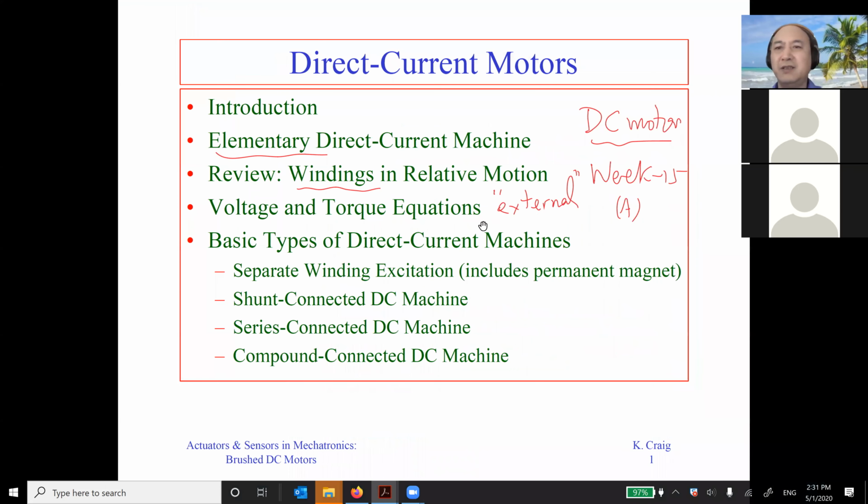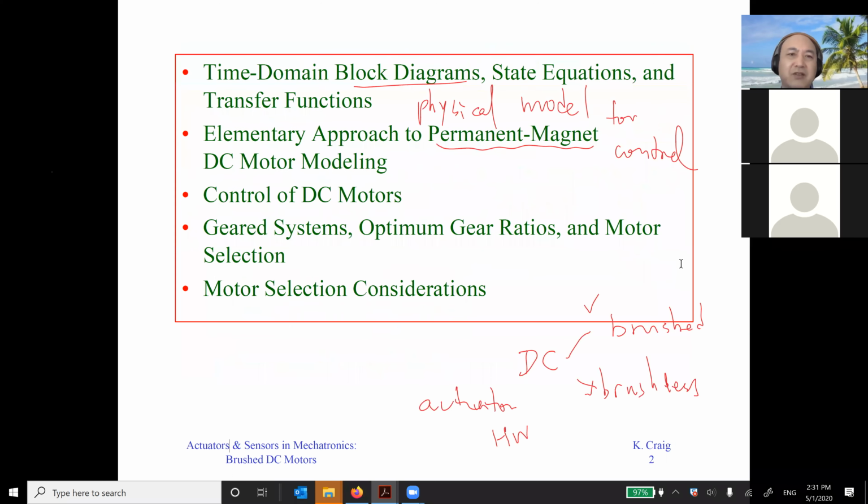So today is week 15, lecture B. We still have some slides left over for the brushed DC motors. These are the contents for today: first, part one. Then in the later part, we are going to cover brushless DC motors.